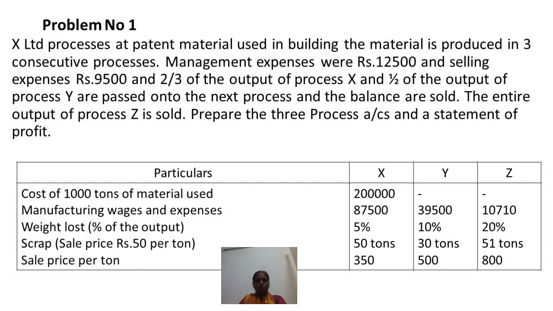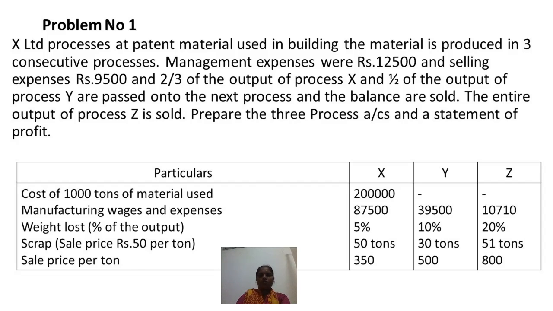Apart from that, management expenses 12,500 should be transferred to the statement of profit. In order to find out the profit we have to write that statement, and then selling expenses 9,500 should also be added to the cost in the statement of profit account. Now 2/3 of the output of process X is transferred to process Y, and half of the output of process Y is transferred to process Z, and the balance are sold.